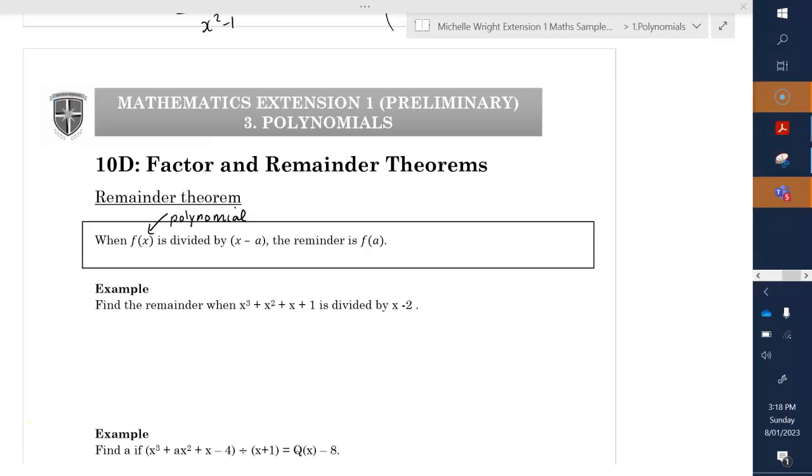Hi, Year 11. We're moving on now to section 10D in the textbook, and we're going to have a look at two theorems, the factor theorem and the remainder theorem.